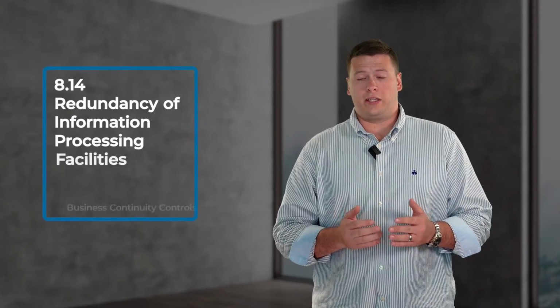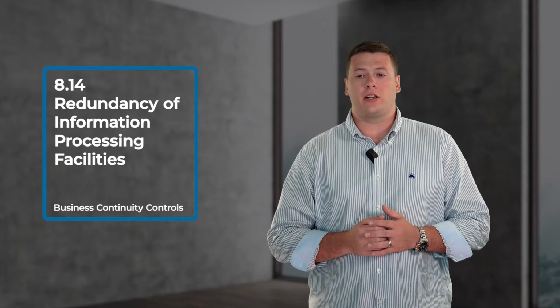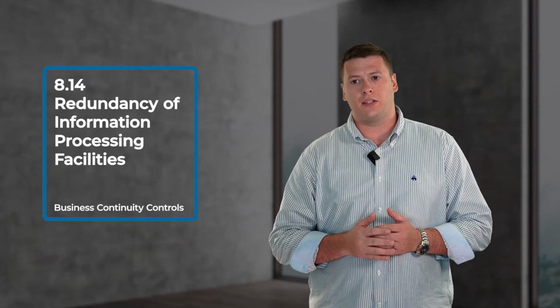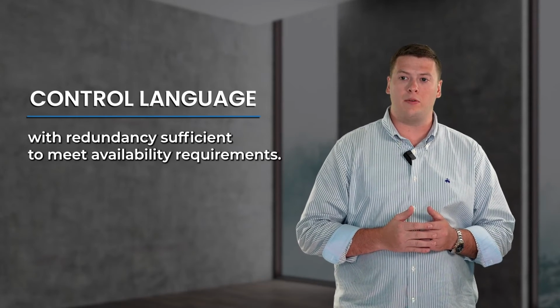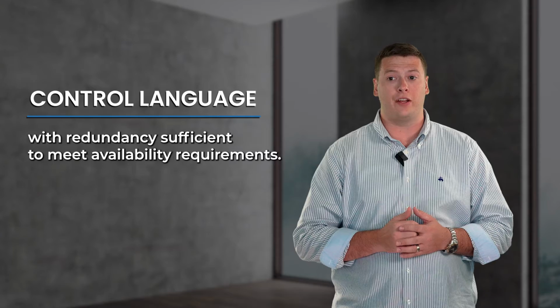The next control is 8.14, and it's redundancy of information processing facilities. This control reads, information processing facilities should be implemented with redundancy sufficient to meet availability requirements. Again, refer back to the planning you've done for 5.29 and 5.30, and make sure that you have appropriate redundancy in place to meet the requirements of critical systems.